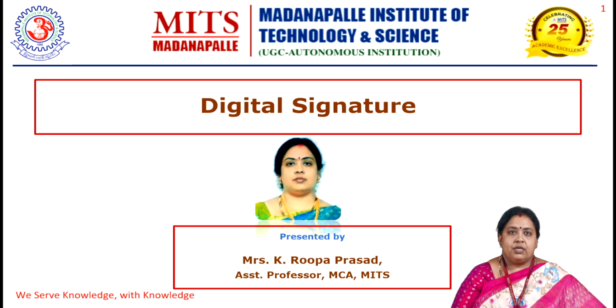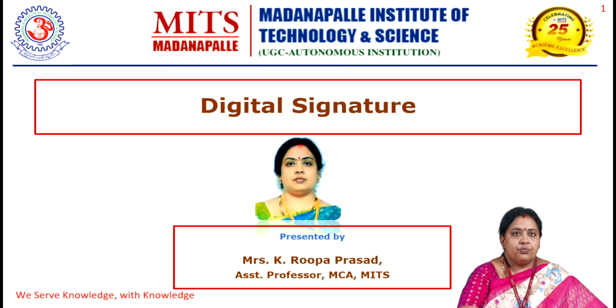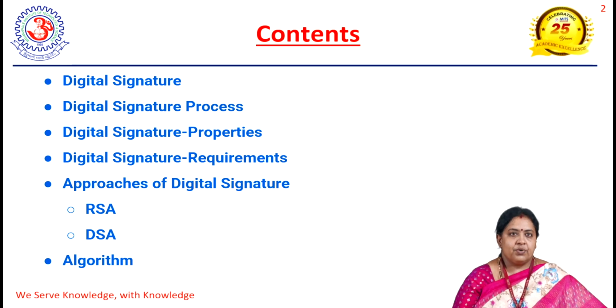So, today we are going to discuss digital signature. First we go for the contents. We are going to discuss what is digital signature. Then we go for the process of digital signature. Then we discuss some of the properties of digital signature and their requirements. Then we go for the approaches of digital signature. Actually we have two approaches. One we call the RSA approach and the second one we call the DSA approach. Then we directly come to the algorithm, the digital signature algorithm.